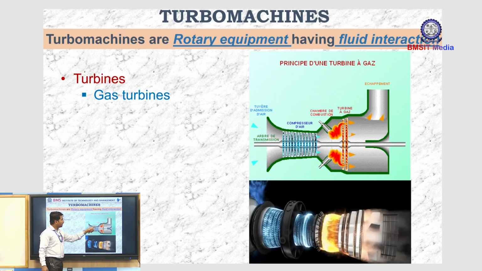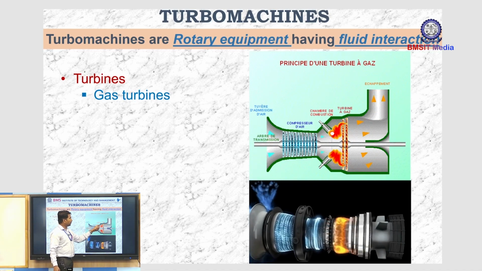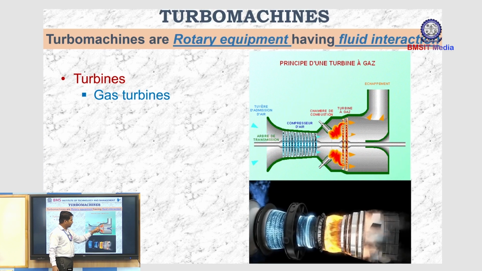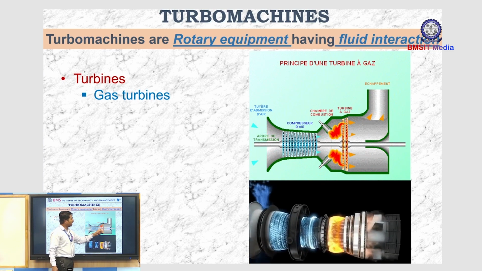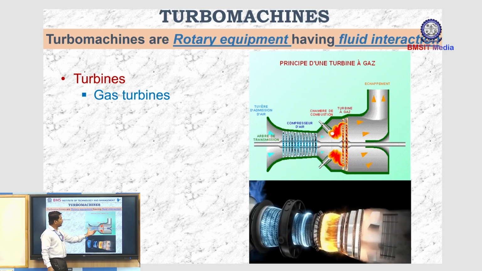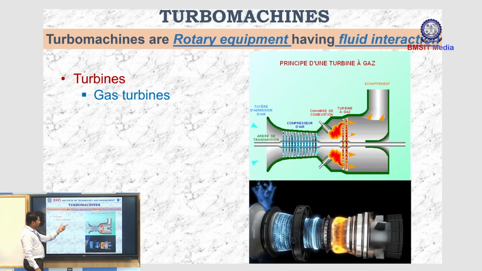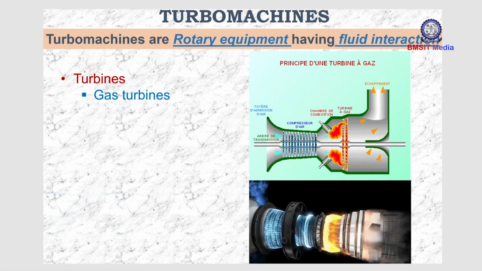It will get compressed, and with the help of an external combustion source, the gas will get burned off and then the energy will be enhanced. Because of that, the turbine rotates and the gas gets exhausted. This is why we call a gas turbine a turbo machine.